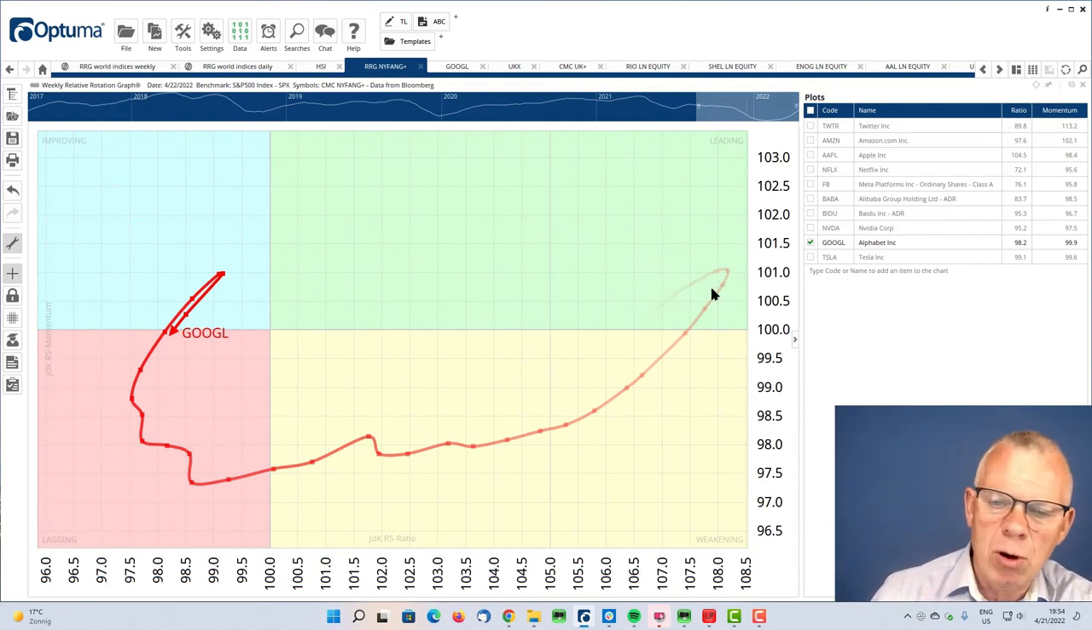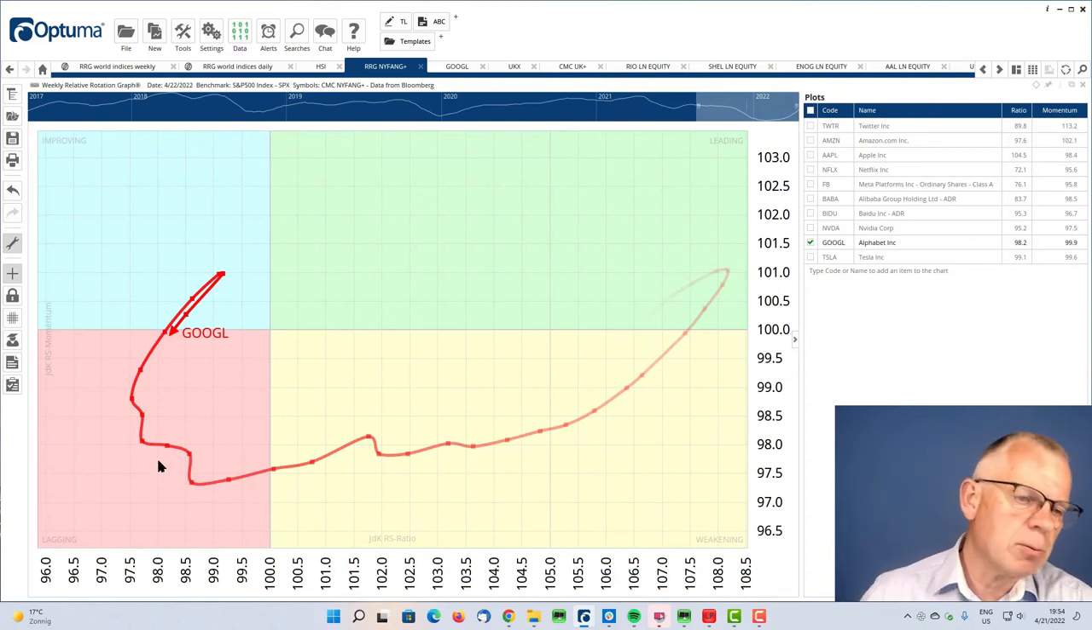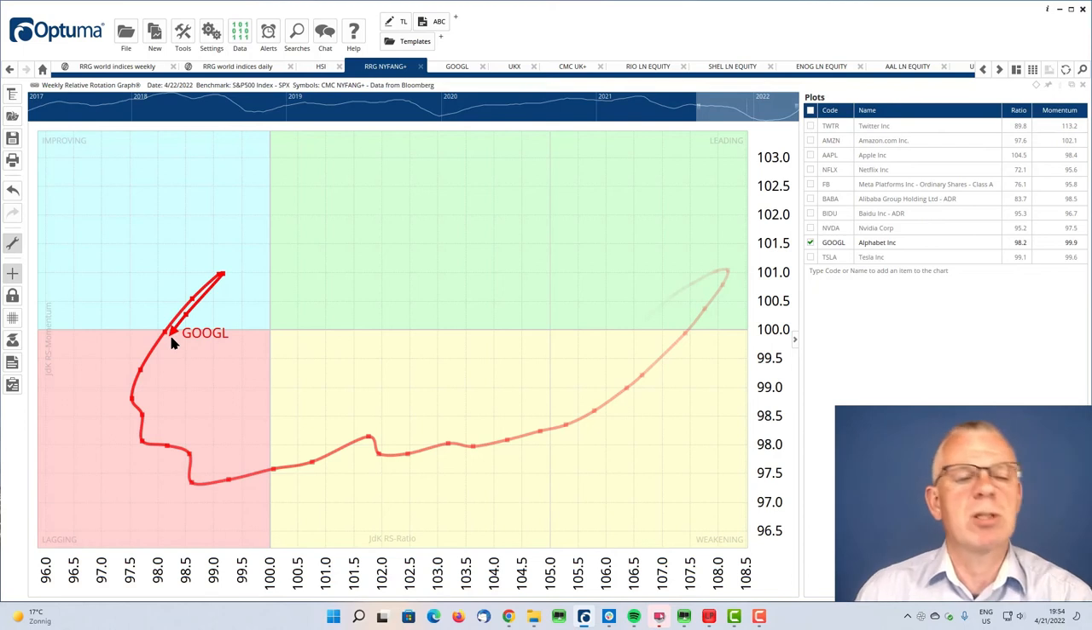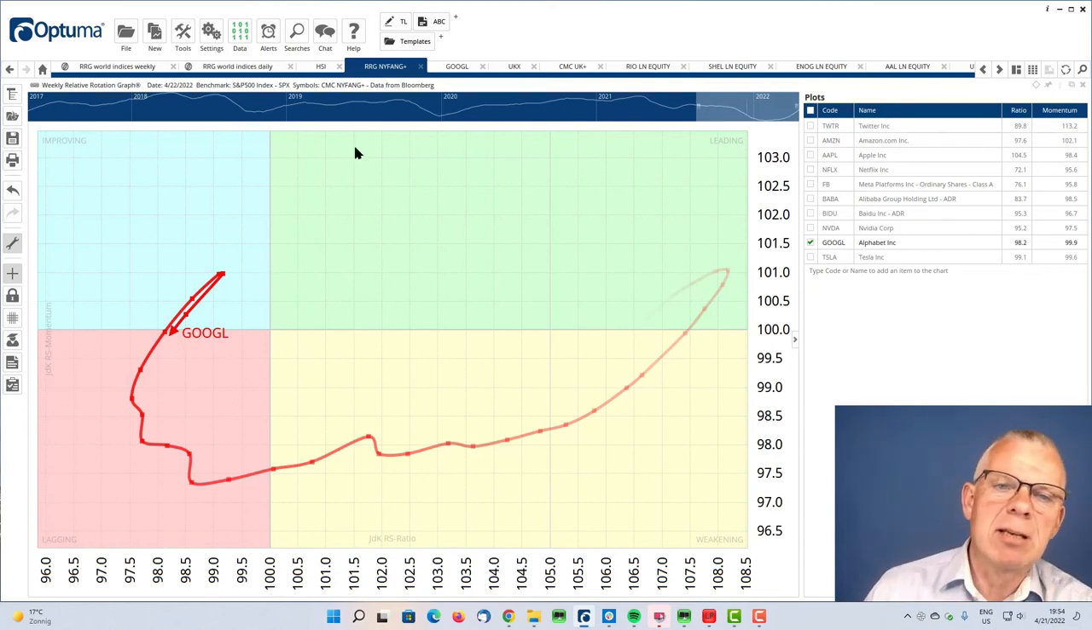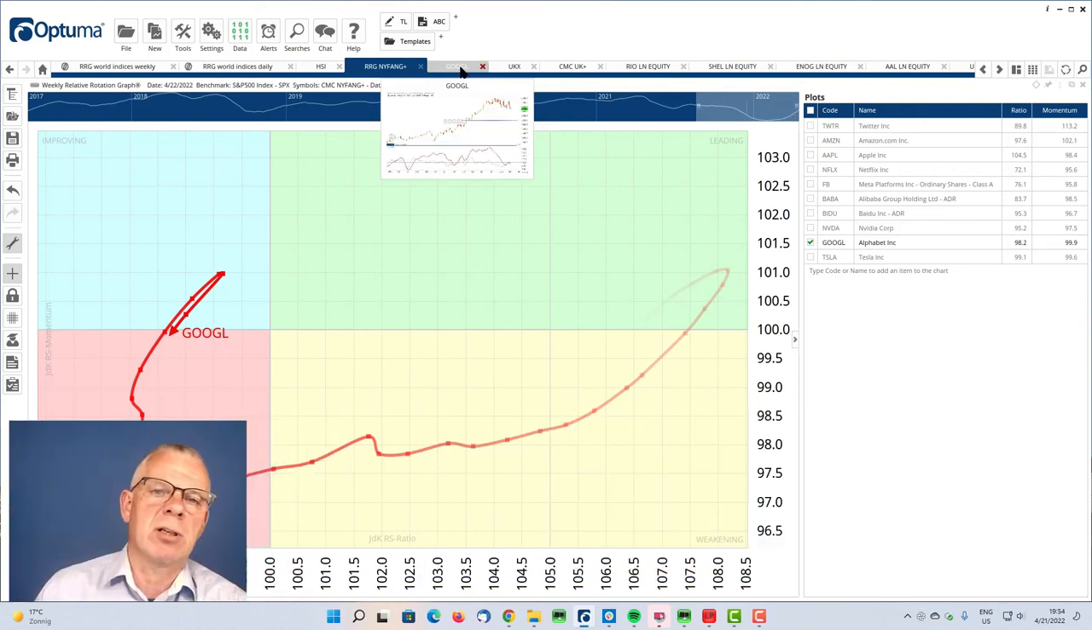We had this long period of weakness. We picked up a little bit, but not much. And then two weeks ago, we hooked back down and we're now starting rapidly to pick up momentum. We're crossing over from improving into lagging again. Now, what does that mean on the price chart? And that's the final chart I want to show you.